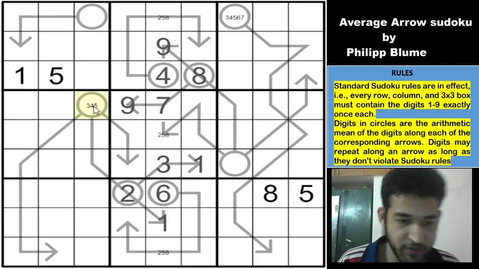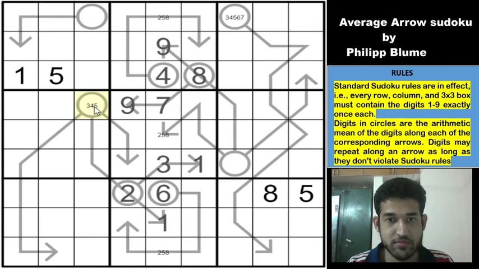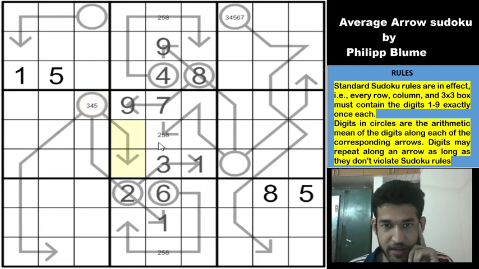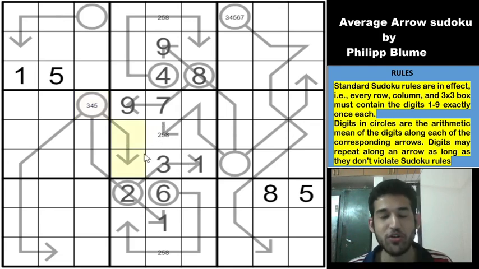So, can this be a 4? If you have a 4 here, then these two cells must sum up to 8, which is ruled out. Superb, guys. This is superb. If you have a 4 here, then these two cells must sum up to 8, which is not possible, because 1 plus 7, 2 plus 6 and 3 plus 5 are all ruled out. So, this is not a 4.